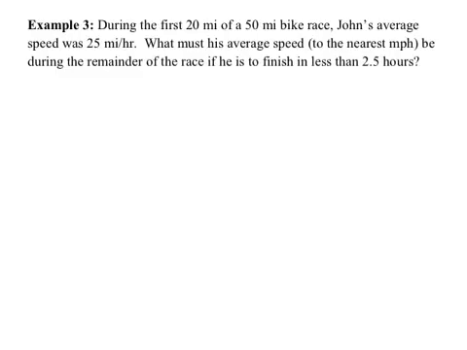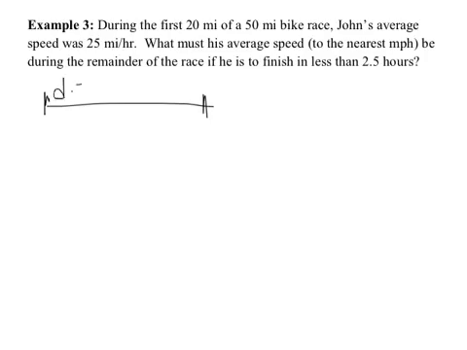So example 3 says, during the first 20 miles of a 50-mile bike race, John's average speed was 25 miles an hour. What must his average speed to the nearest mile per hour be during the remainder of the race if he is to finish in less than 2.5 hours? So we want to think about this in 2 parts. Let's start by thinking about the first part of this problem as the first 20-mile leg of the race. And during that first 20-mile leg of the race, he goes at a speed of 25 miles per hour.